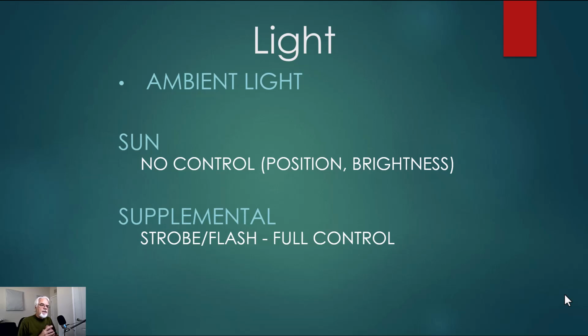Then you have supplemental lighting, which is either a strobe or a flash. And in these cases, you have absolutely full control over them. You can control how much light they output, which basically affects the brightness of the flash hitting your subject. You also have full control over where you position it, such as if you want to create side lighting or frontal lighting or backlighting. So that's the nice thing about supplementing, total control.